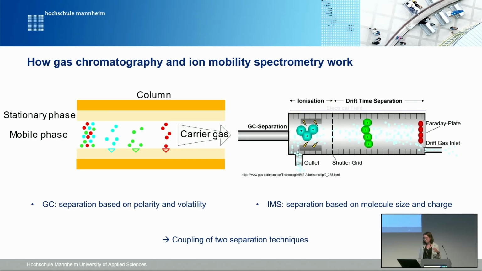And then those ions are drifting along an electrical field, and against this electrical field there is a drift gas, so in our case that's nitrogen, and by collision with those nitrogen molecules the ions are slowed down somewhat. So smaller ions that don't collide as much with the nitrogen molecules are faster at the Faraday plate. This means that this is a second separation-based technique based on molecule size and charge, and we are coupling those two techniques, one as the analytical side with the gas chromatograph and the detector side with an ion mobility spectrometer.